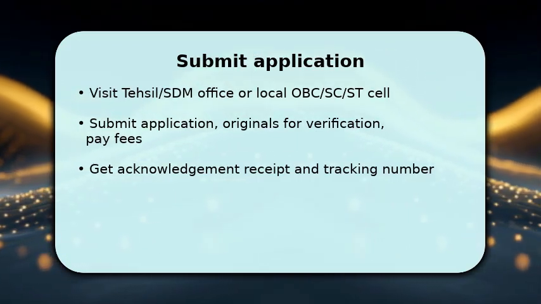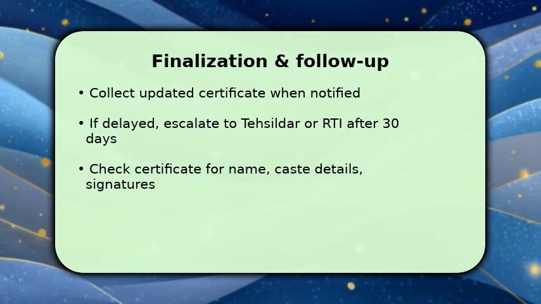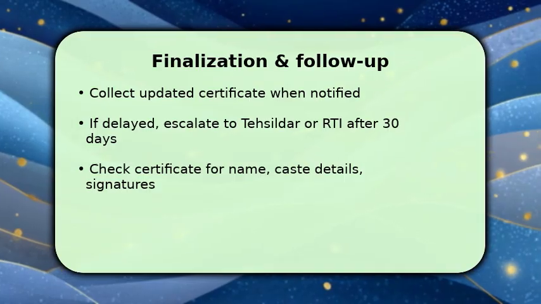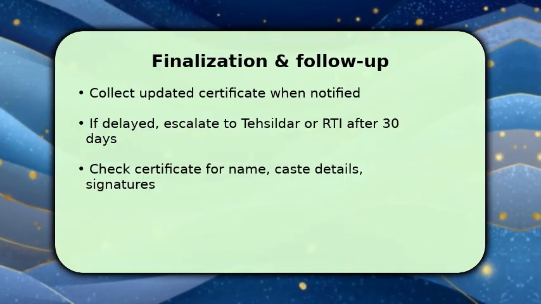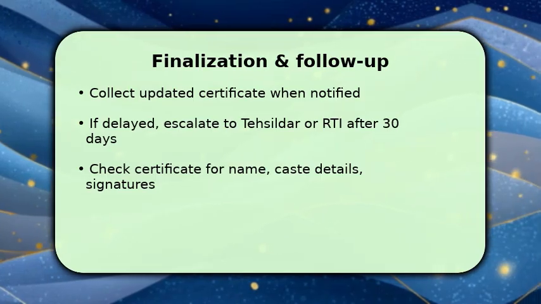You collect the revised caste certificate from the office when your file is cleared. Inspect it immediately to confirm the exact name spelling, caste notation, dates, and official signatures. If there's a discrepancy, request correction on the spot and note the correction slip.